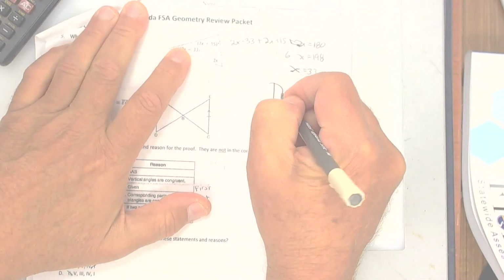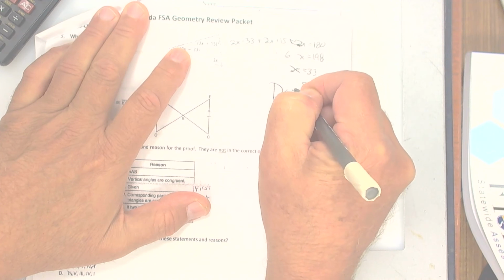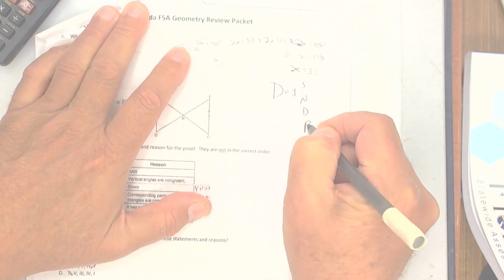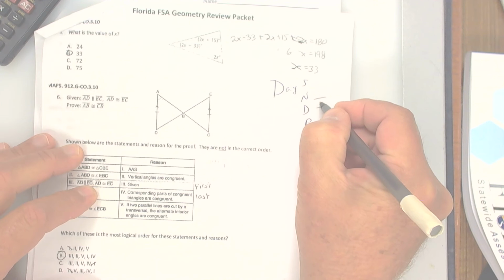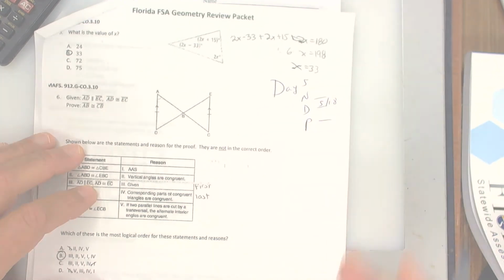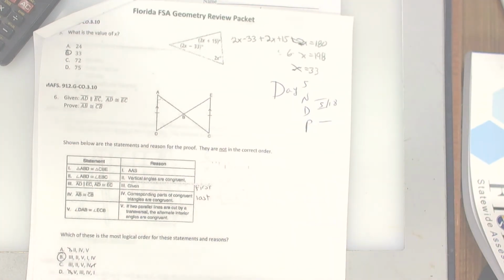Let's take a look at day 5 here, and that's this one right here. So make sure you put day 5 and put your name, date, and period. Okay, today's date is 5/18. Let's take a look at what she did, and I say she being Miss Smalley. All right, anyhow, so this one is a triangle.